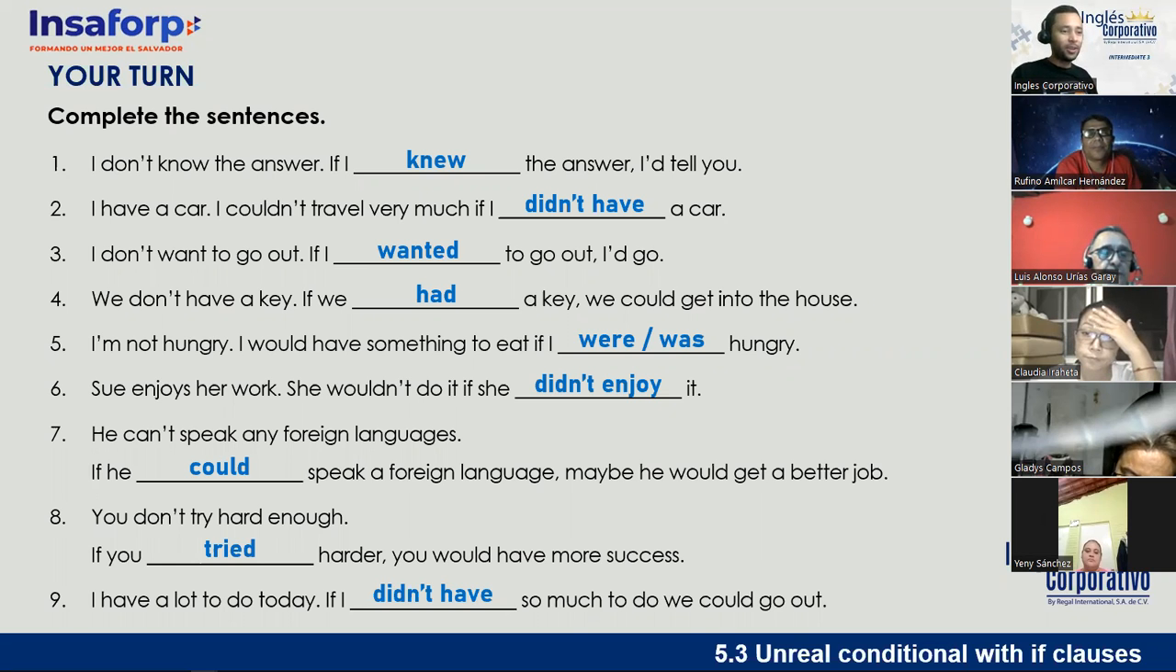Okay, great. Groups of three for the next exercise. We have 15 participants, so let's form the groups. Five groups. Room one, Imelda Sánchez, Luis Alonso Urias, and Luis Enriquez. Room two, Gladys Campos, Griselda Mendoza, and Rufino Amilcar. Room three, Alejandra Magaña, Claudia Iraeta, and Olivia Osorio. Room 4, Francisco Isaac, Sonia Guadalupe, and Jenny Sánchez. And room 5, Estela Lara, Michelle Escobar, and Natalie Alejandra.